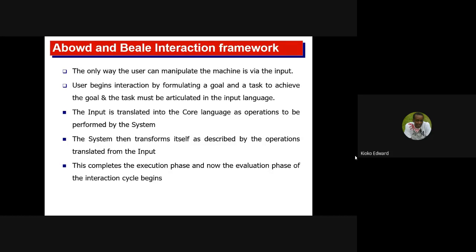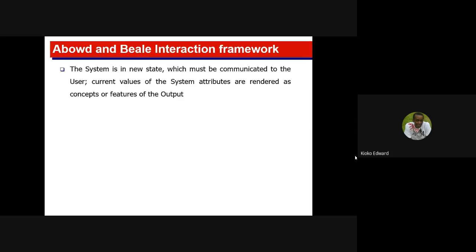Our system is in a new state. Once we are in a new state, then we need to begin the evaluation. We need to confirm, was that interaction successful? So let's see what happens in the evaluation. At this point, our system will be in a new state, and this new state must be communicated to the user. The user needs to be able to see, after the operation that was done by the system, the current state of the system.